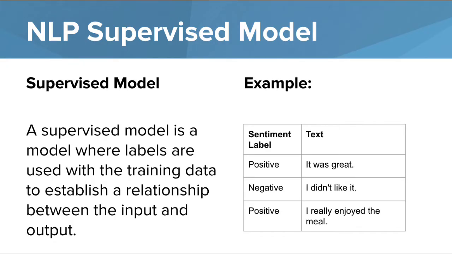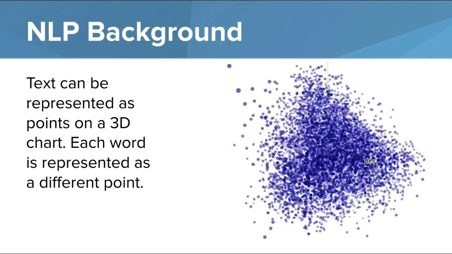For example, the training data may look something like this. Each review text is labeled as either positive or negative so that the model can determine what language is used in a positive review versus a negative review. In a later lesson, you will take a closer look at unsupervised models.